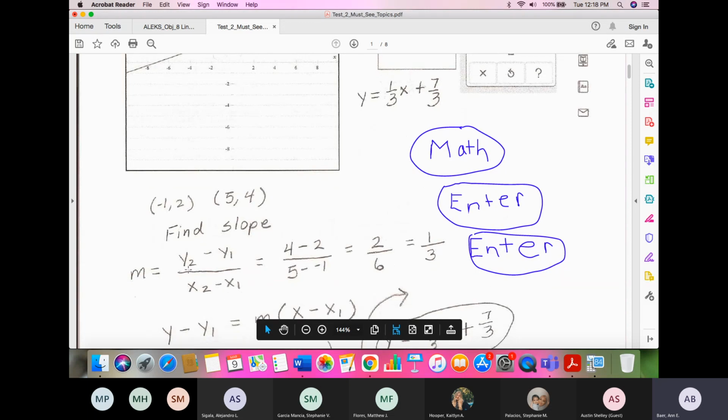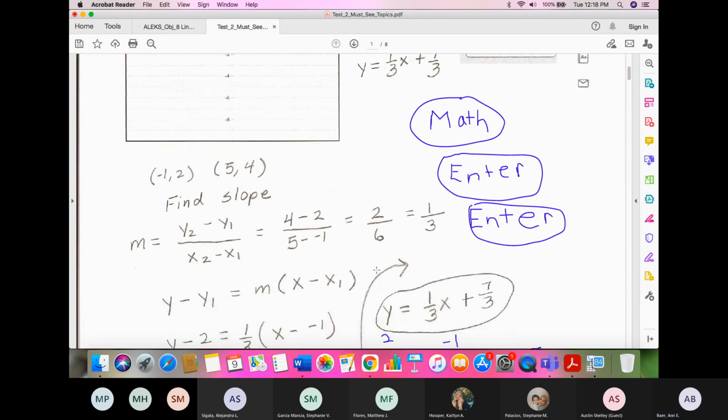So that's equal to y2. That would be this y, which is 4. Minus sign. y1 is this number, which is 2. Over x2, 5, minus x1, which is negative 1. So we need to figure this out. 4 minus 2 is 2. 5 minus a negative 1 is 5 plus 1, which is 6.